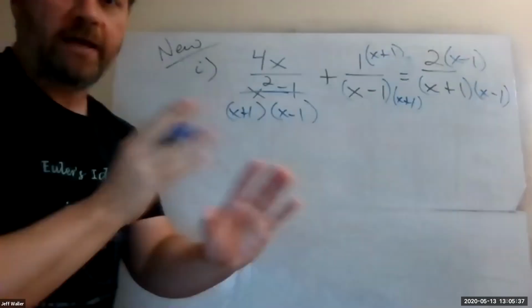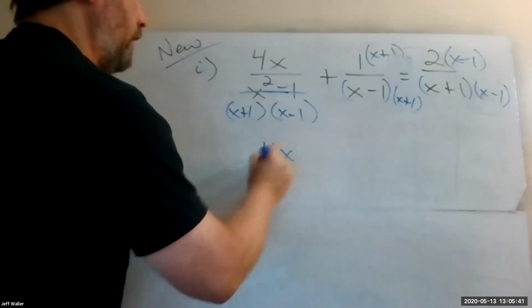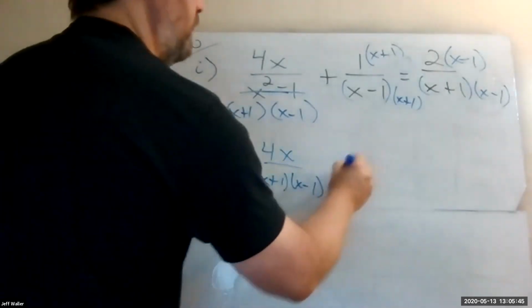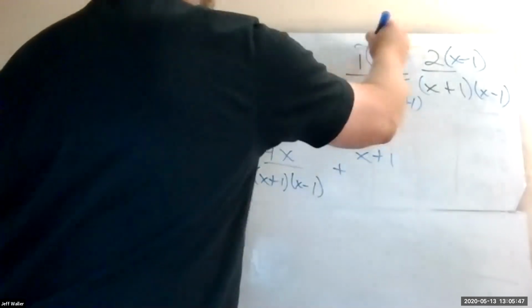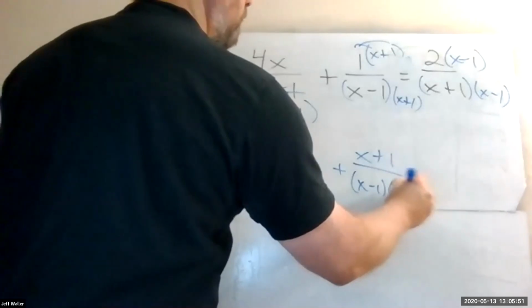So I'm going to write a lot more than I normally would. So now we get 4x over x plus 1, x minus 1, plus x plus 1. Is that cool? The 1 goes through, doesn't change anything. Equals 2. Where'd it go? 2x minus 2.